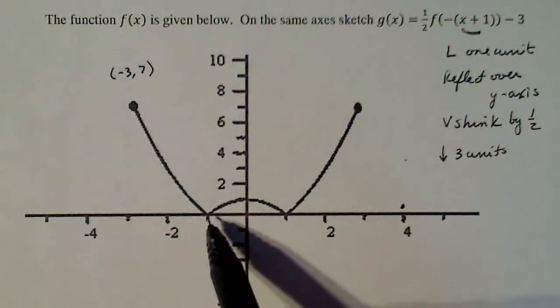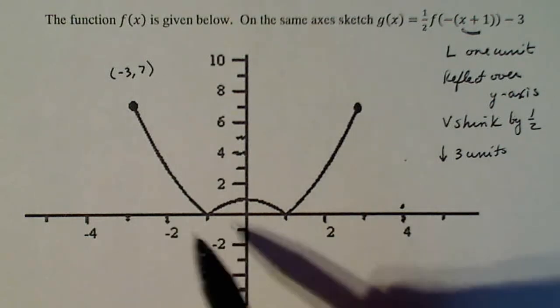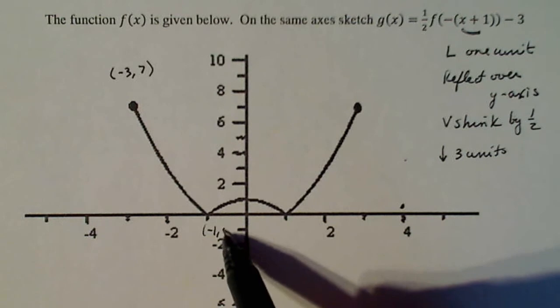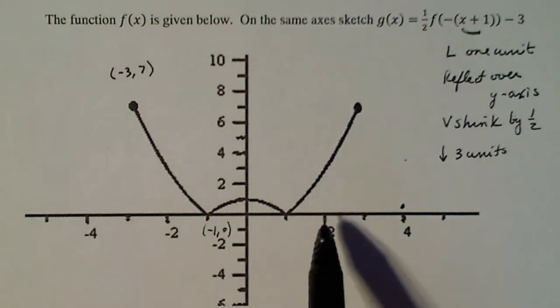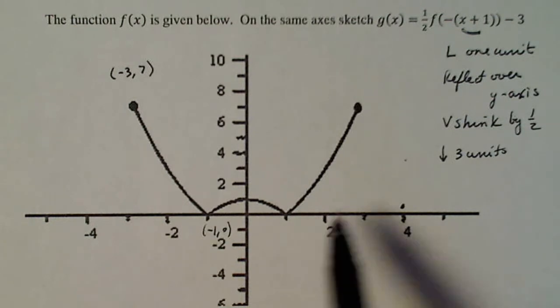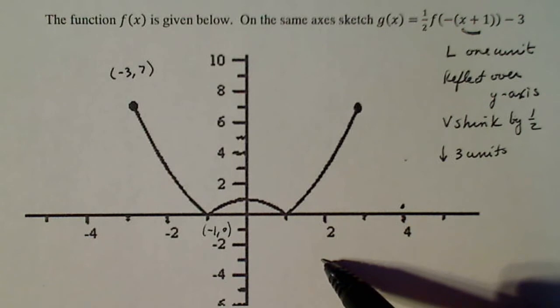Let's do this guy here. So I'm going to go left 1 unit, which puts it at -2. This is -1, 0, by the way. Go left, that puts it at -2, 0. I reflect it over the y-axis, that puts it at +2, 0. I vertical shrink by 1/2. Well, it's already on the axis. The output is 0, so it's not going to go anywhere because 0 times 1/2 is 0. And I go down 3 units, so I should end up at 2, -3.